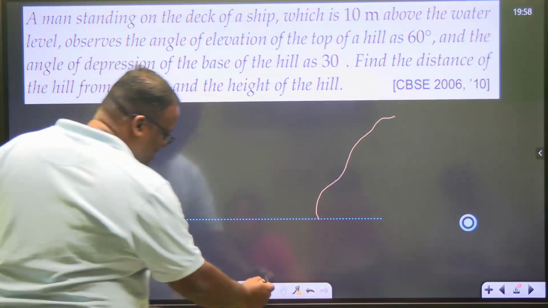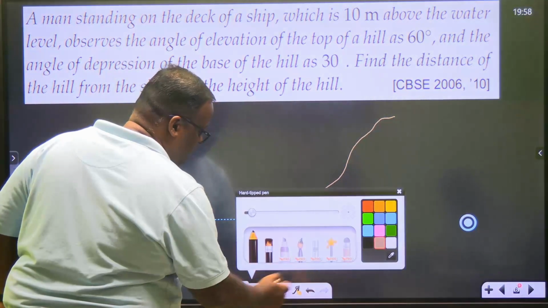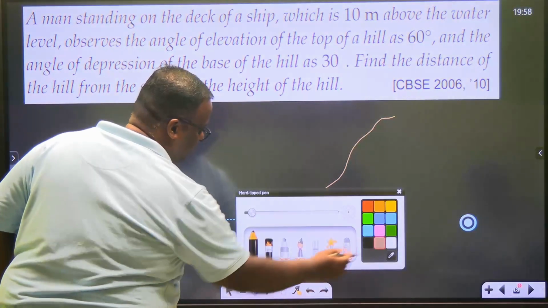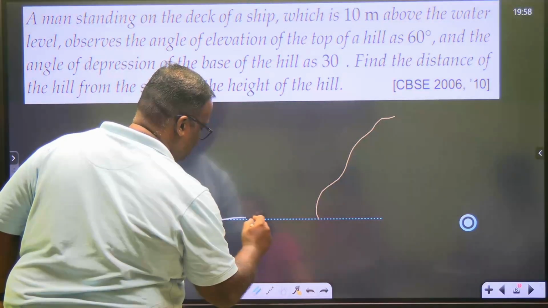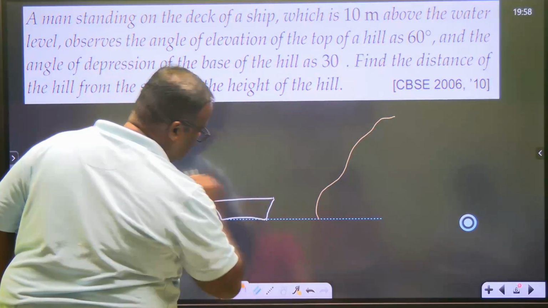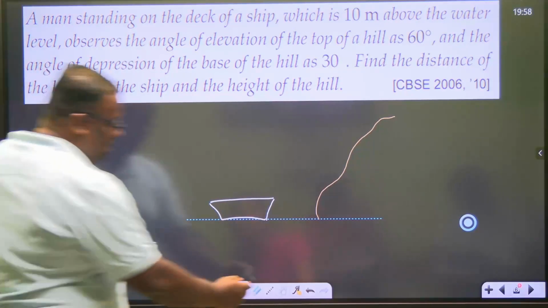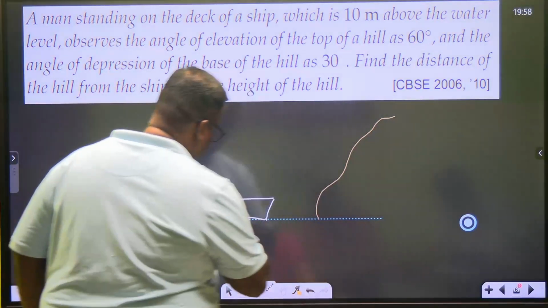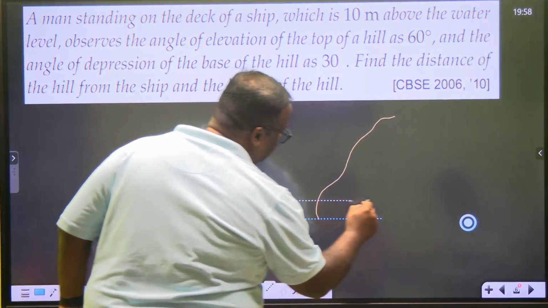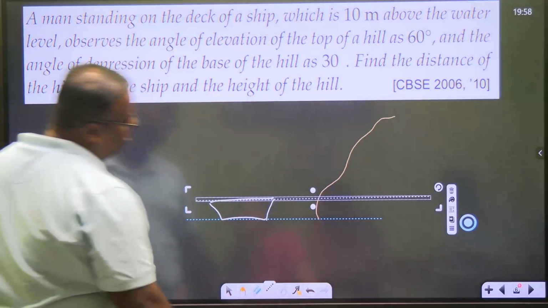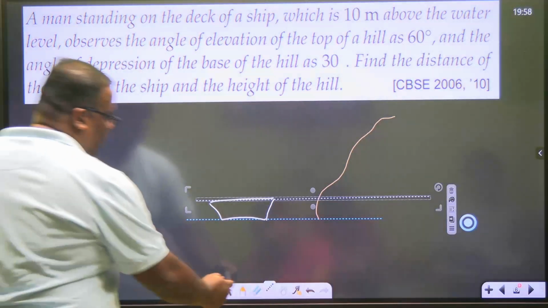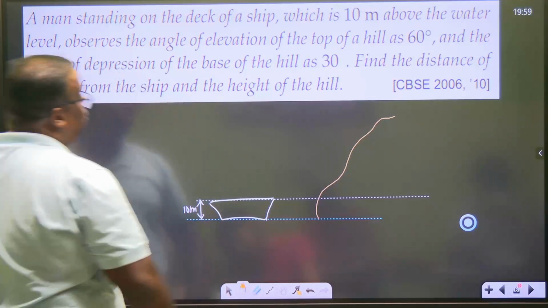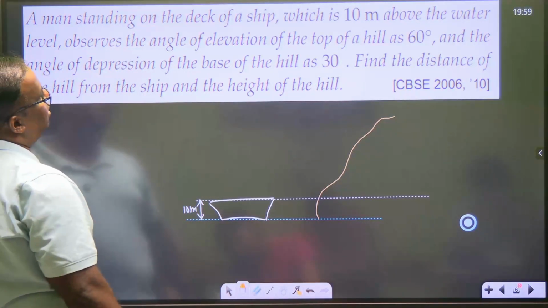Now the man is on the deck of a ship, so let us make one nice ship. This is the ship, agreed? Draw a line parallel to the ship's deck also. This is the deck of the ship. How much is the height of the deck of the ship? 10 meters from the water level. That means this much is 10 meters. From here, a man is standing, 10 meters above.